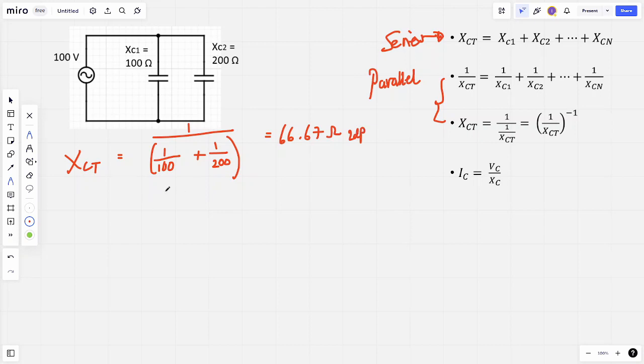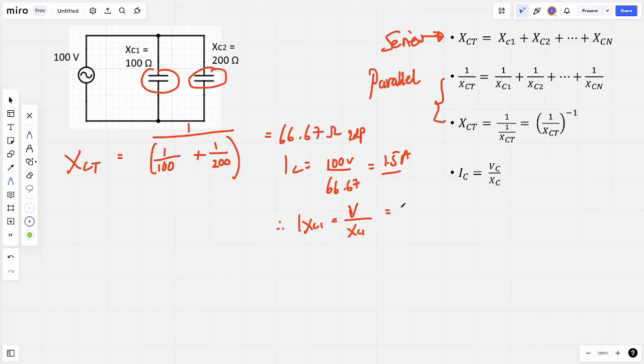And then finally the current in the circuit, IC, we use the same equation. So therefore we can say that the current going through the first capacitor, IXC1, is going to equal the voltage in the parallel. Remember, the voltage is the same, divided by the reactance XC1, which is 100 divided by 100, which is 1 amp. And therefore we can say IXC2 is equal to voltage all over XC2. That's going to be 100 all over 200, which is 0.5 amps.